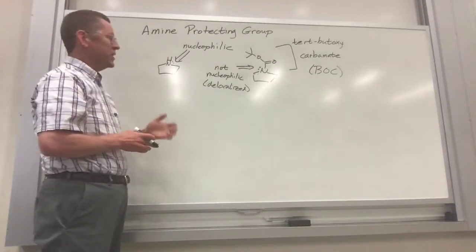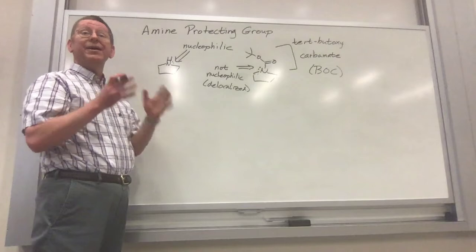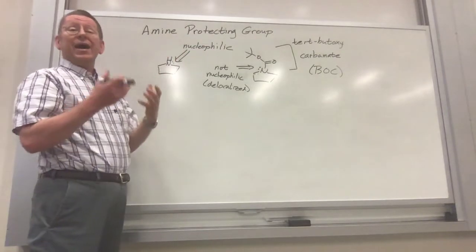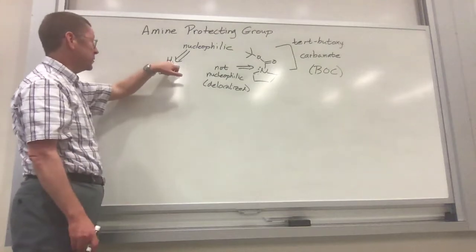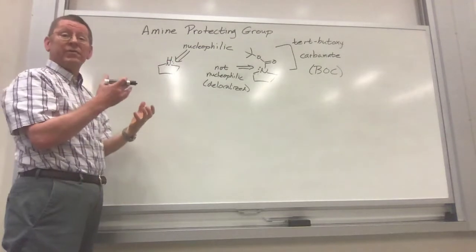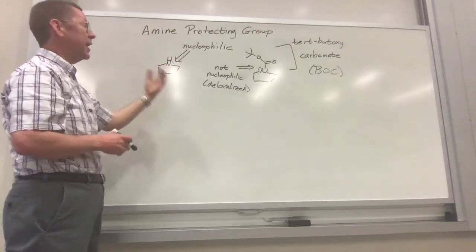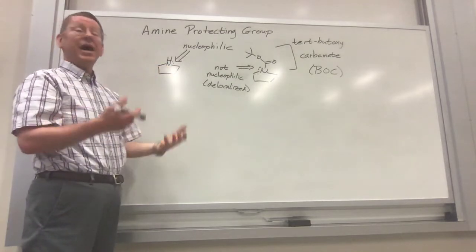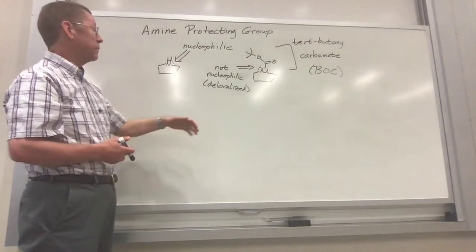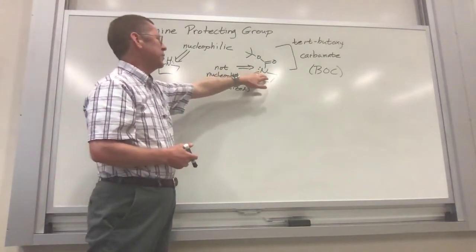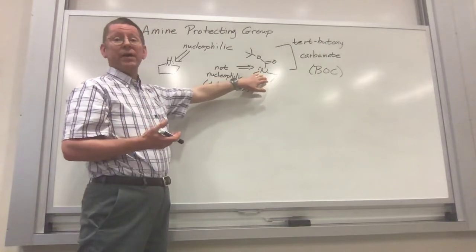Okay, so detour, amine protecting groups. How can we take this nucleophilic amine, with its lone pair of electrons locked right here on nitrogen, and make it not nucleophilic? The answer is basically to transform it into something that we refer to as a carbamate.